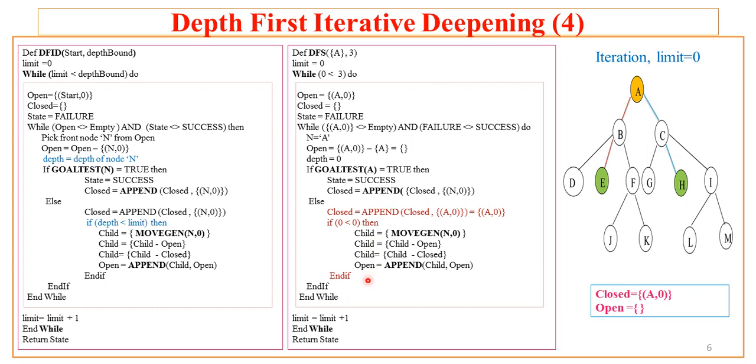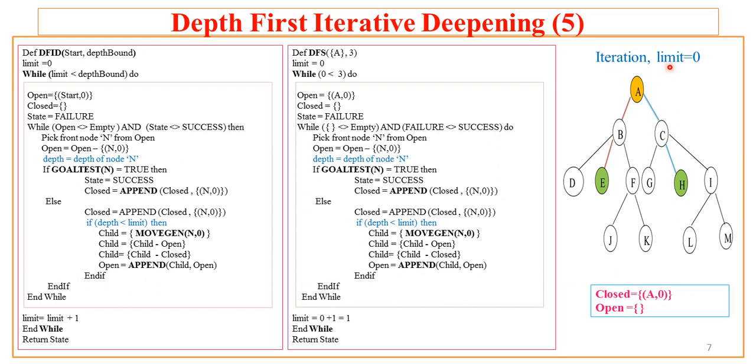Rather, with this information, what is that information? At this point of time, close has one node, that is A with depth level 0, and open is empty. So with this information, it will try to iterate the inner while loop. So we'll see in the next slide. So add iteration limit 0. Here at this point of time, our open is empty because we started with only one node and it is empty. So this condition fails.